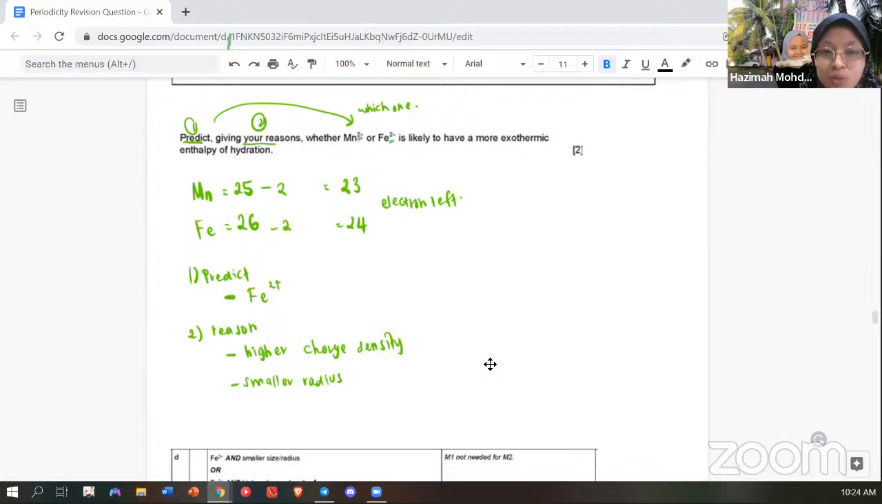Jadi Fe2+ ni akan ada banyak proton untuk tarik lagi sikit elektron. Jadi radius dia akan smaller sebab tarikan dia lagi kuat. Bila lagi kuat tarikan dia, dia lagi release energy sebab exothermic enthalpy of hydration. Exothermic meaning we release energy.